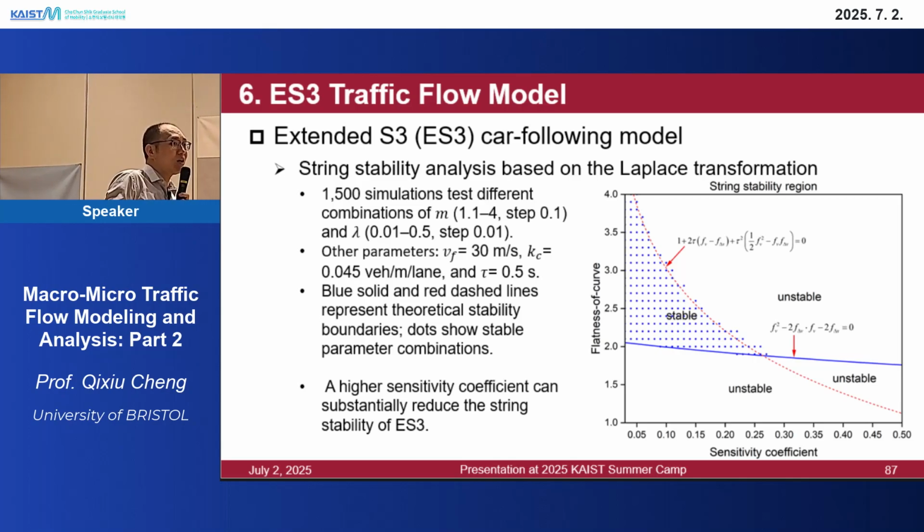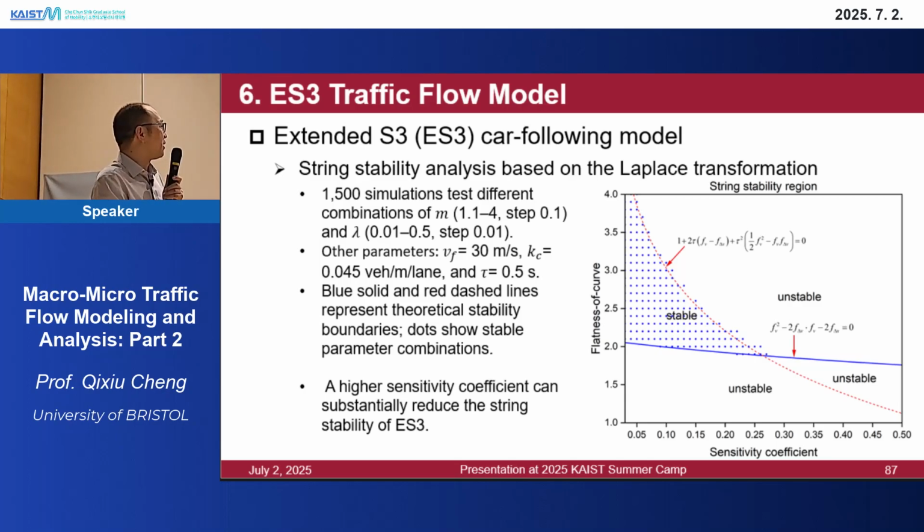Okay, then we did a lot of stability analysis. Actually, we first analytically derived the stability region, this curve and this curve. They are analytically derived. We also did a lot of experiments. So we first fixed VF and KC, and also tau, the reaction time in the car-following model. We fixed some of them, and we change the sensitivity coefficient lambda.